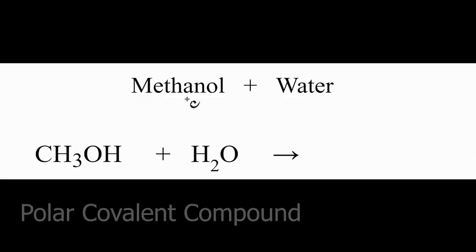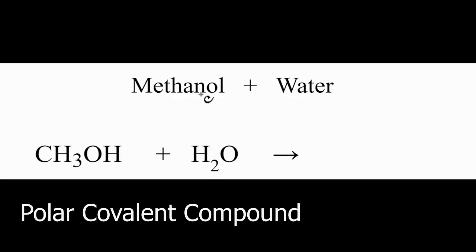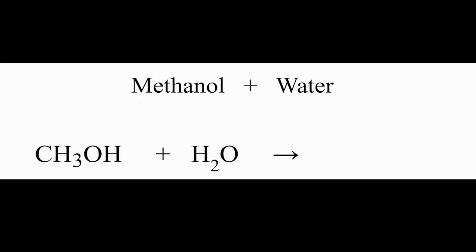Methanol is a polar covalent compound. It has partial positive and negative charges, just like water, that is also a polar covalent compound. So when we dissolve methanol in water, what happens? Opposite charges interact with each other. The negative end of methanol will attract the positive end of water. Similarly, the positive end of methanol will be attracted by the negative end of water, that is the oxygen end. This is how methanol becomes soluble in water.